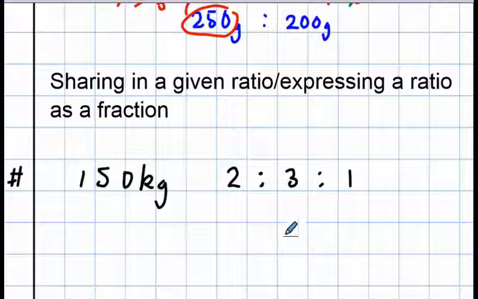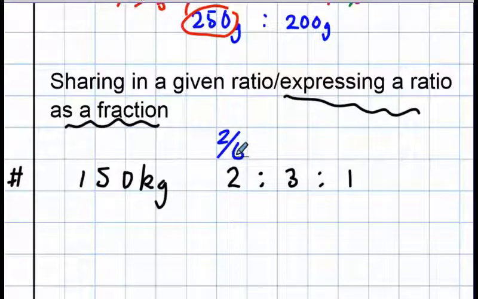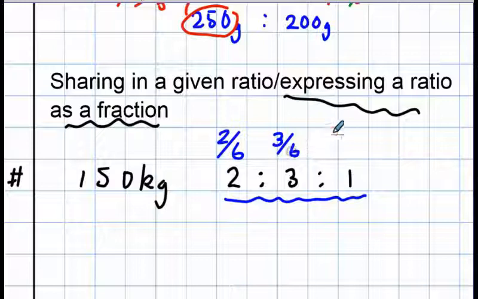Well, I think the best way of doing it, from a learning point of view, is thinking about these things as a fraction. What are these shares as a fraction of the whole? It's 2 shares out of 6. The 2 was that number there. The 6 I got by adding up all the shares. This is 3/6. And this is 1/6. And if you've got it right, all the fractions should add up to 1.